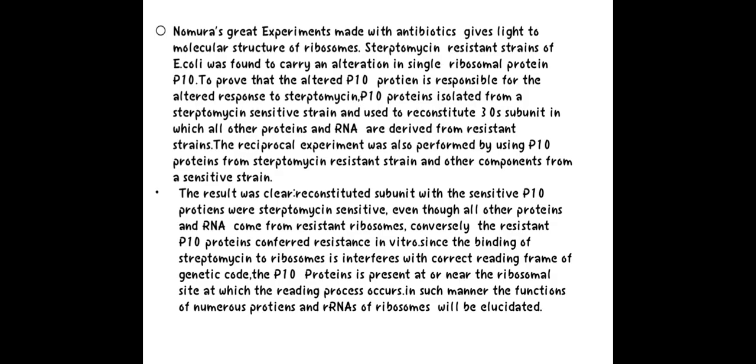Reconstructed subunits with the sensitive P10 protein were streptomycin sensitive, even though all other proteins and RNA come from resistant ribosomes. The resistant P10 protein conferred resistance in vitro, since the binding of streptomycin to ribosome interferes with correct reading of the genetic code. The P10 protein is present at or near the ribosomal site at which the reading process occurs. In such manner, the functions of numerous proteins and RNAs of ribosomes will be elucidated.